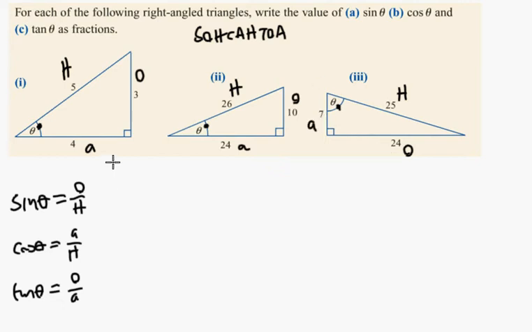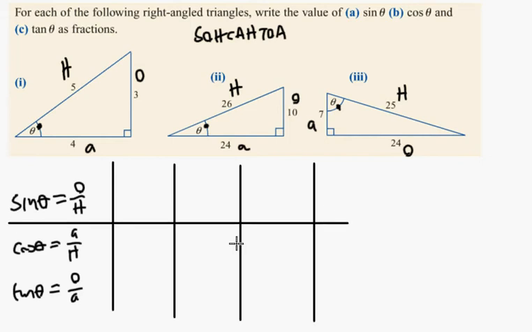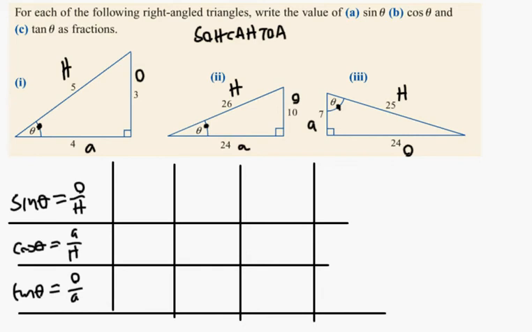Now, what we're going to do is, I can answer it sort of like a table if we want. I can do it for question 1, question 2, question 3. So we're going to find the sine for all 3 questions, the cos for all 3 questions, and the tan for all 3 questions. Okay, let's try this out.